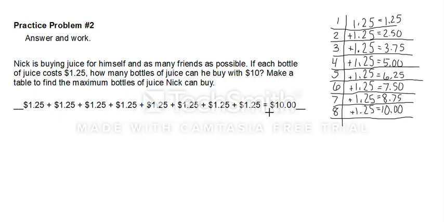So now that I have all of this, the answer is not $10. The question was, how many bottles of juice can he buy with $10? So after making my table, I know the answer is he can buy 8 bottles of juice.